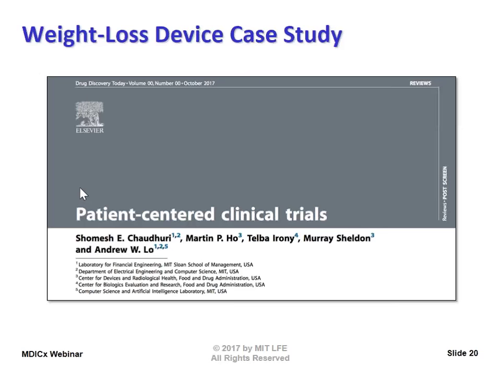So in this article, we conduct a retrospective case study to design clinical trials with optimal p-values from the patient's perspective for hypothetical weight loss devices.